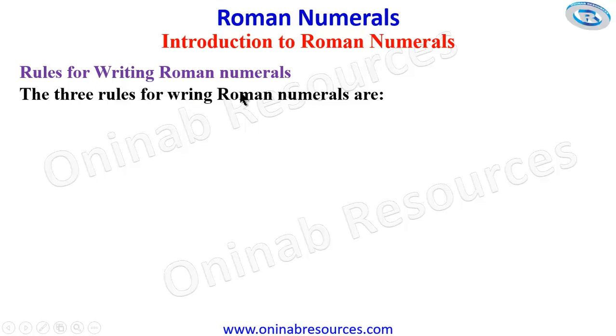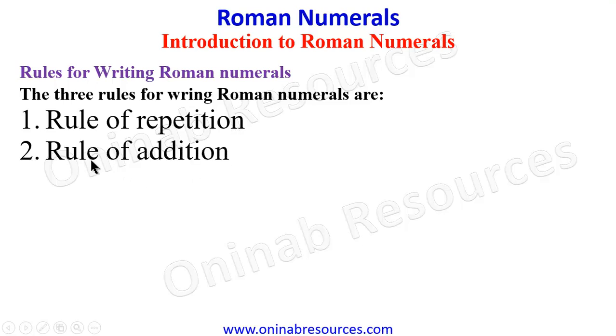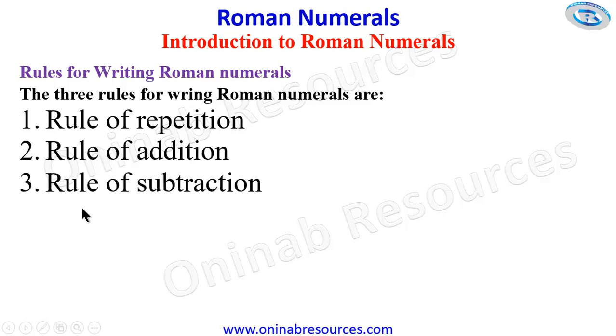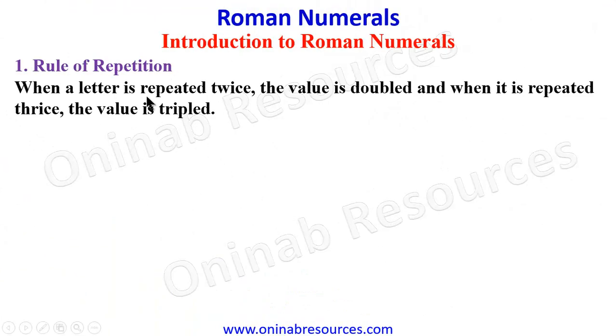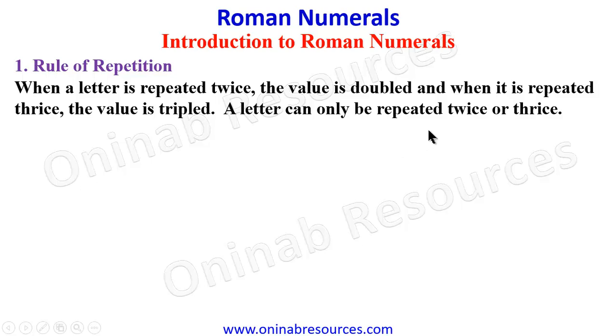The three rules for writing Roman numerals are: 1, rule of repetition; 2, rule of addition; 3, rule of subtraction. When a letter is repeated twice, the value is doubled, and when it is repeated thrice, the value is tripled. That is, for twice we multiply the value by 2, and for thrice we multiply by 3. A letter can only be repeated twice or thrice.